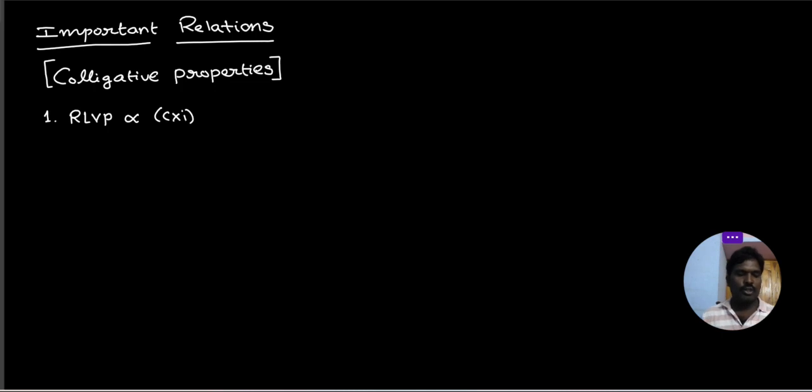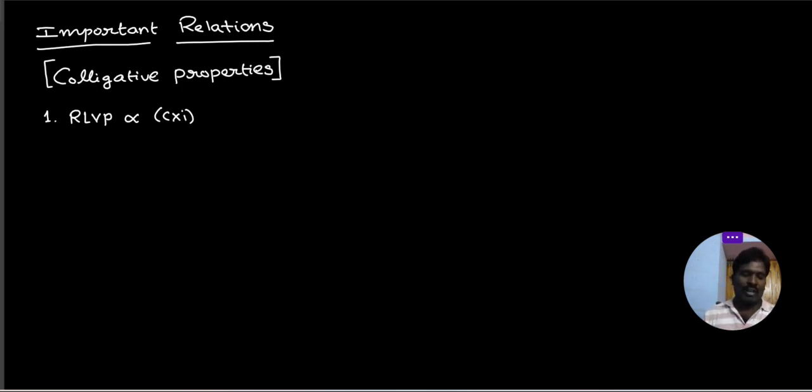Dear students, now I want to discuss important relations regarding colligative properties from the solutions lesson. There are four colligative properties: relative lowering of vapor pressure, elevation in boiling point, depression in freezing point, and osmotic pressure. These are four important colligative properties. Now I will explain these relations.